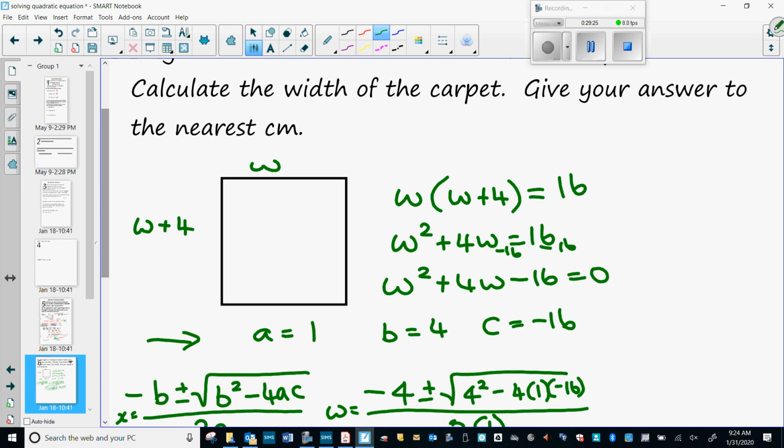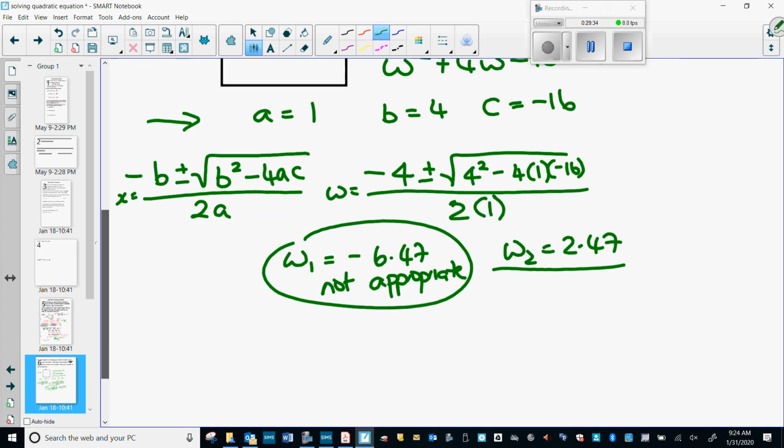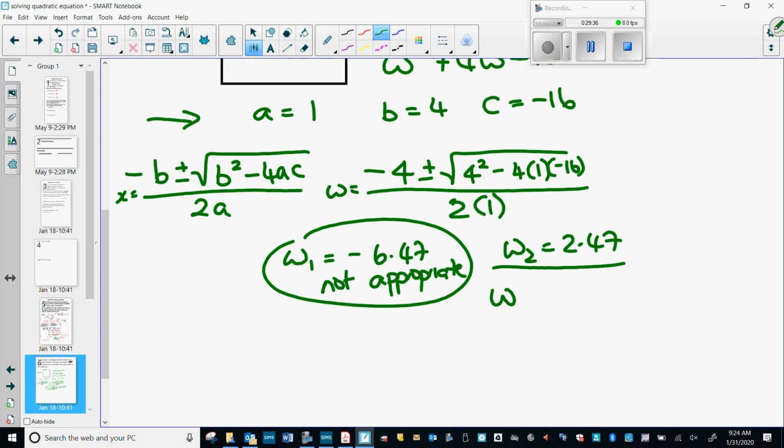But we need to read our question. It says calculate the width of the carpet. Give your answer to the nearest centimetre. Now, these lengths here were meters. So we've said that W is 2.47 meters. How many centimeters is that? So that's 247 centimeters. Okay, so we're good because that's a whole number.